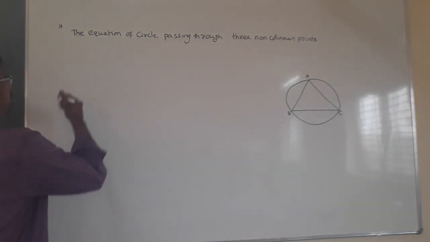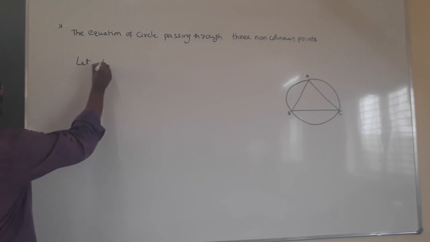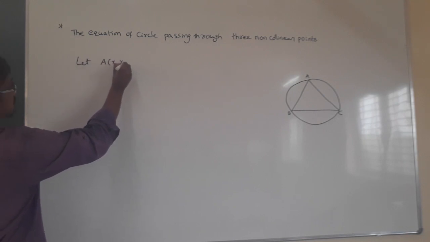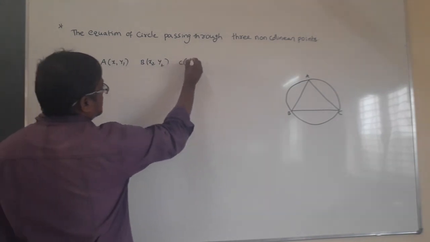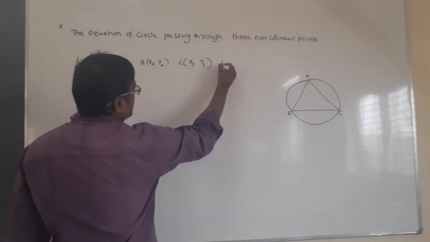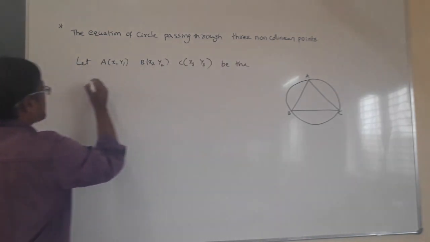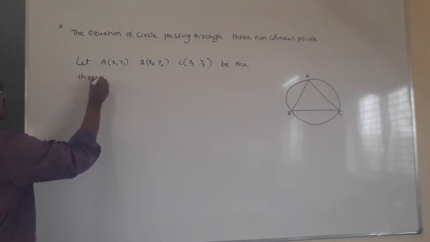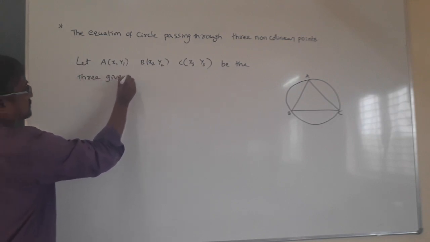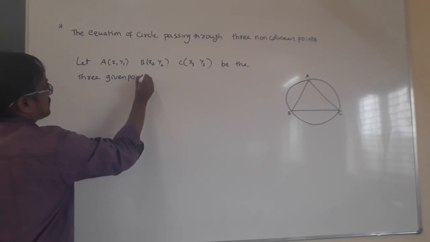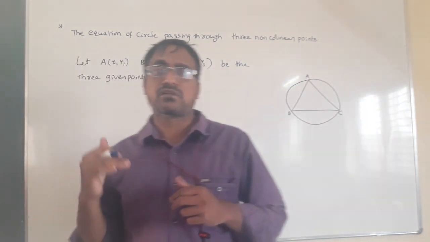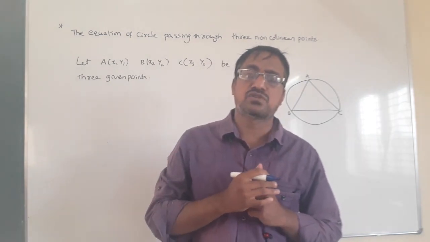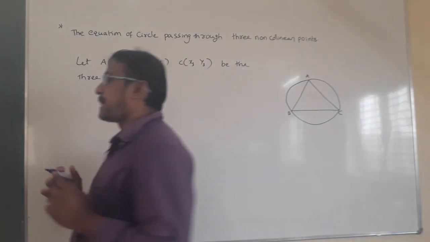Now let A(x1, y1), B(x2, y2), C(x3, y3) be the 3 given points. Suppose that they have given 3 points. You have to find a circle passing through those 3 given points.